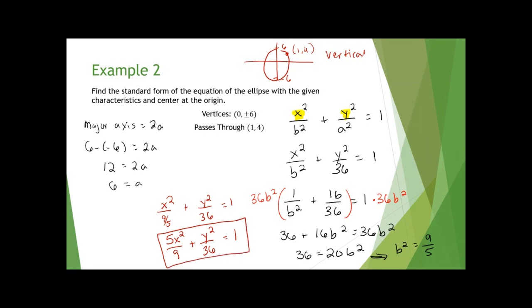So don't do what I do and put your a squared and your b squared in the wrong part because you're using the horizontal equation instead of the vertical. It's a very easy mistake to make, especially if you're not thinking about it. It's exactly what I did. I did the wrong thing. So be very, very careful about that, or you're going to run into what I did.